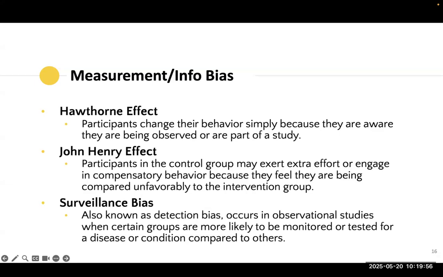Surveillance bias is another one. It's also known as detection bias, and this often occurs in observational studies when a certain group is more likely to be monitored or tested for a disease compared to others. So if you have a sample and you're looking at, we'll just say, bone cancer, and you know that this group has bone cancer, you may have a tendency, whether you mean to or not, to do a little bit more with that group or watch that group a little bit closer.